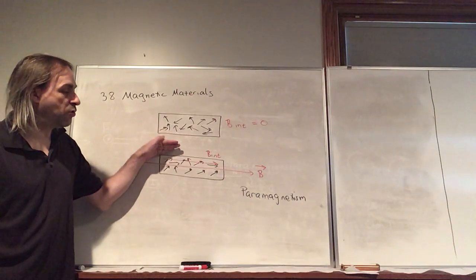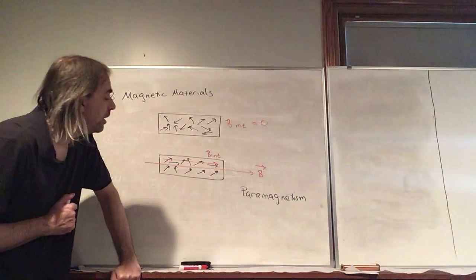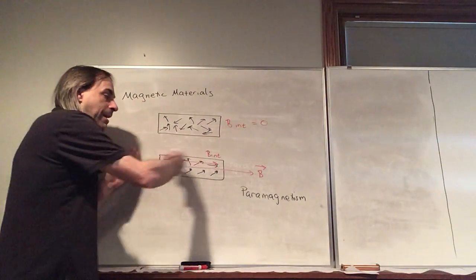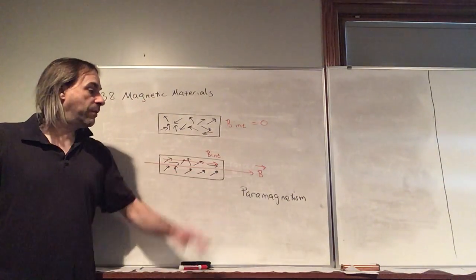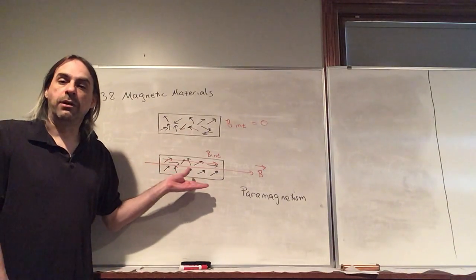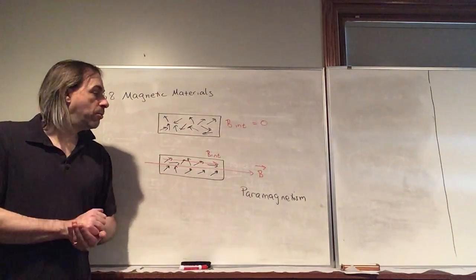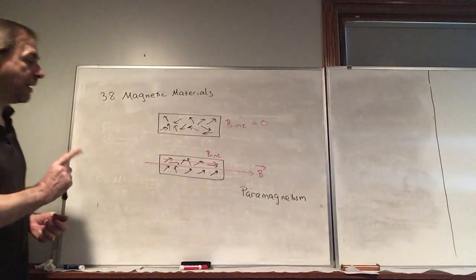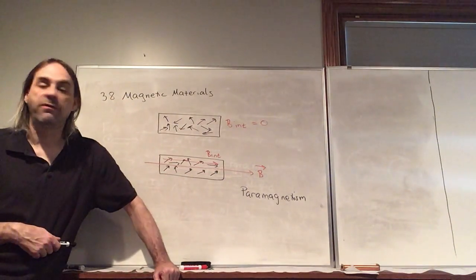It creates an internal field that lines up with the external field. And so the magnetic field inside this material, or in the area around it, is much stronger now. So if you have an external field, and now you place a paramagnetic material there, then you have a stronger magnetic field. Now, another important thing about paramagnetism is what happens if we remove this external field.